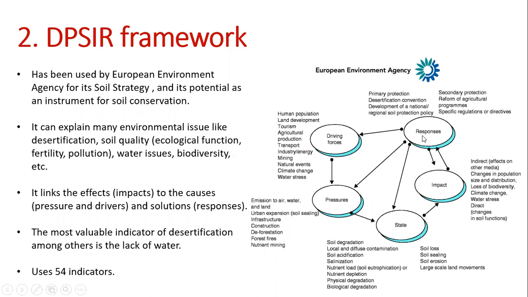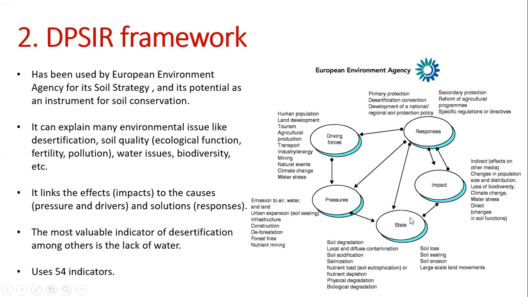Now, when it comes to understanding what we mean by drivers, pressure, state, impact, and response, we can say that drivers are basically our human needs. Like, we need agricultural production, we need transportation, we need energy, and we need many other different things. The pressures are basically our activities and the impact of our activities. For example, urbanization, construction, deforestation, forest fire. You would see that the pressure is not necessarily something negative, but it can be something positive.